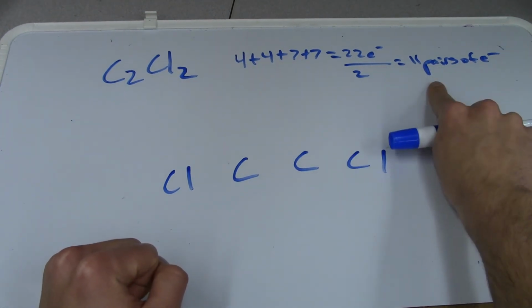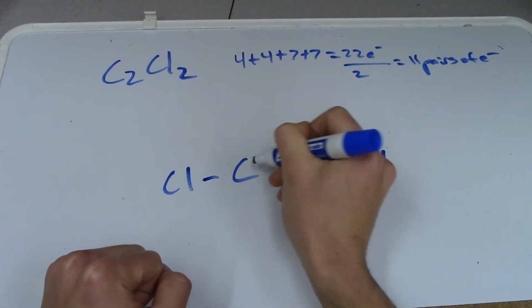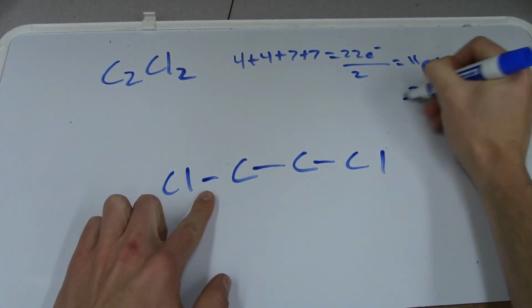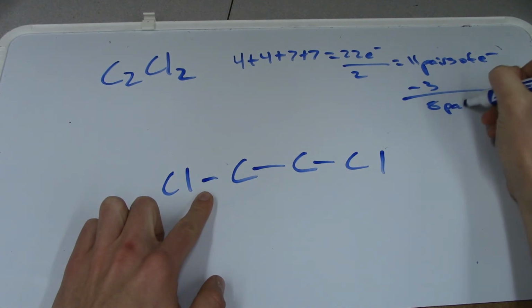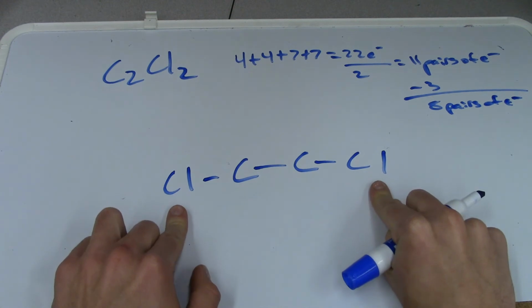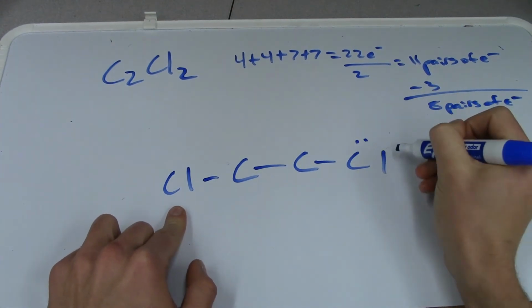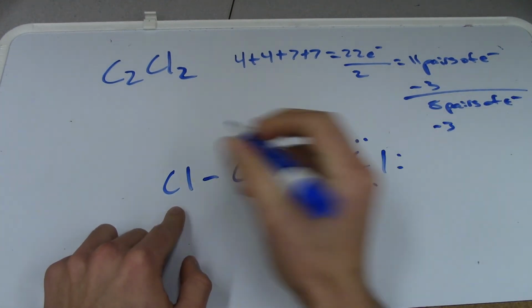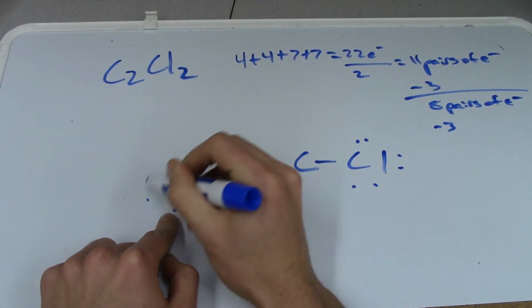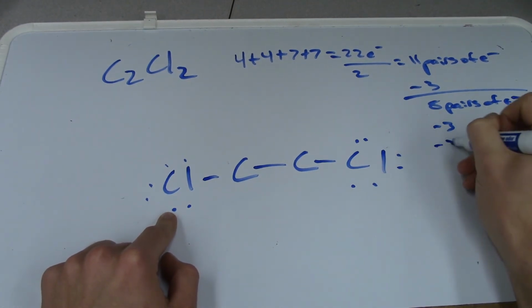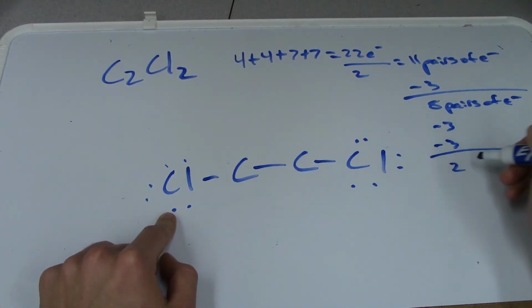My first pairs of electrons are going to be bonding pairs. So I'm just going to connect everything together. And I used 3 pairs of electrons, so I have 8 pairs left. Next thing is I'm going to make my exterior atom stable. So I used 3 pairs to make this chlorine stable. And then I'm going to make this chlorine stable. Excellent. So I have 2 pairs of electrons left.